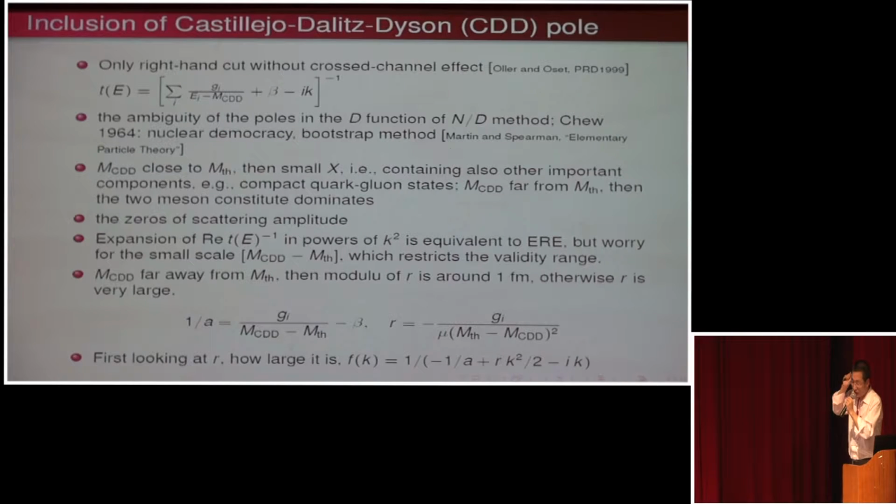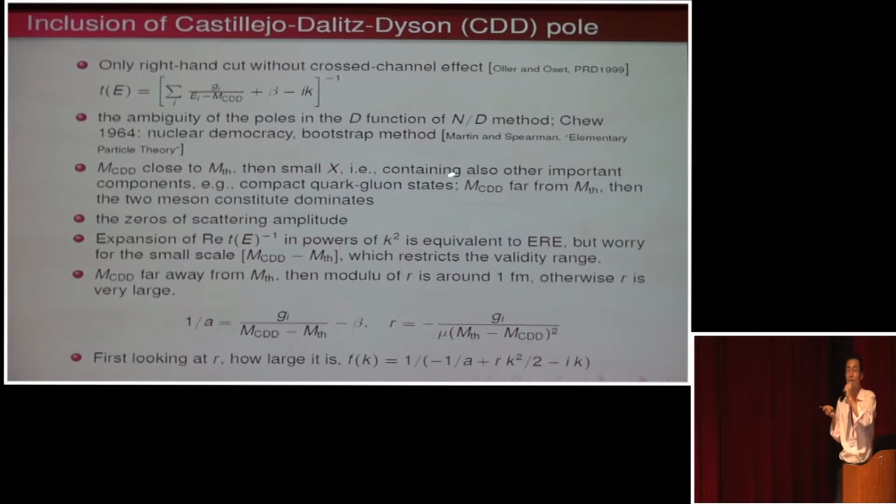You should learn the words crossing symmetry, analyticity, and unitarity. That means there was a theory in the 1960s in Berkeley, from the very famous Geoffrey Chew, before quantum field theory. And you can implement all the quantities in the N over D method in dispersion relation.